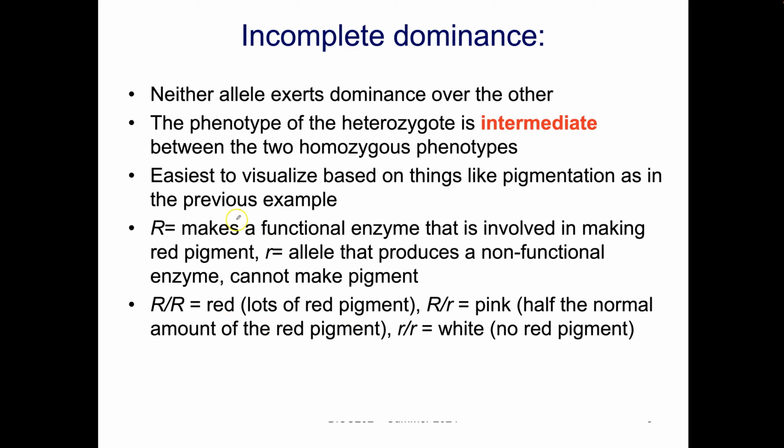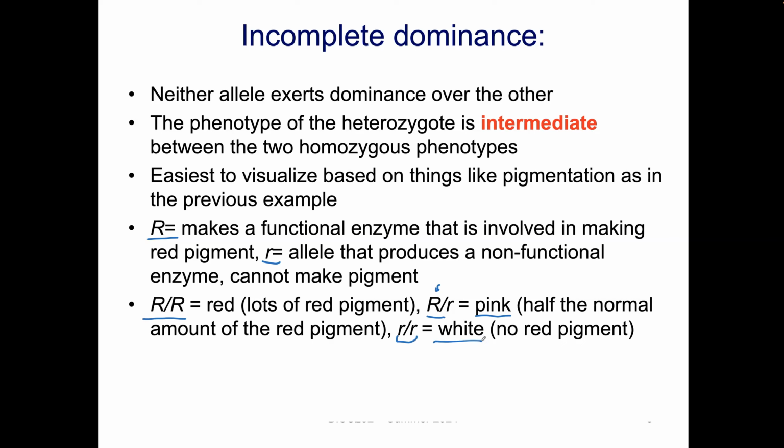So you've got the dominant allele. It makes an enzyme that is involved in making red pigment. So it makes a bucket of red paint, say. And then you have the recessive allele, and it in fact doesn't make any paint at all. So if you have two dominant alleles, you have two buckets of paint. So you paint the wall and it's nice and dark red. If you are heterozygous, you only have one bucket of paint, but you still have the same space to spread it across. And so that gives you a lighter, intermediate shade.